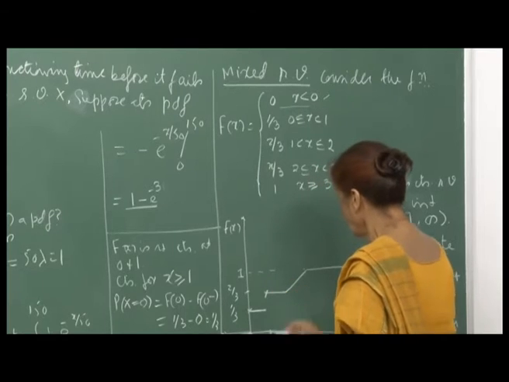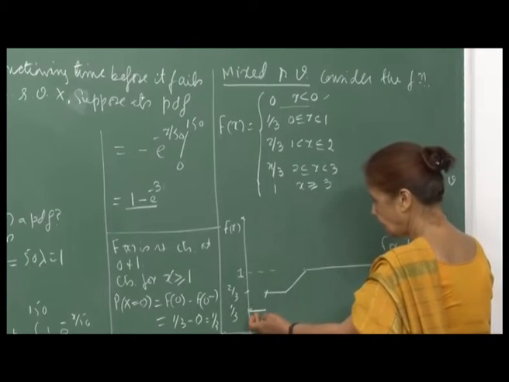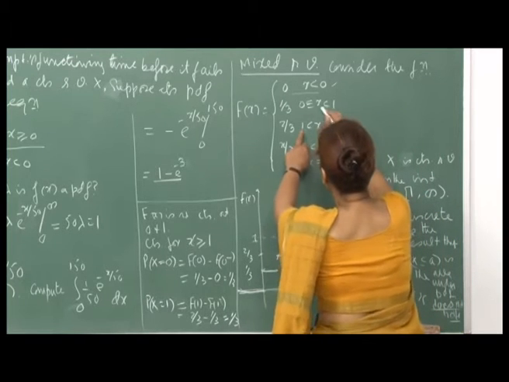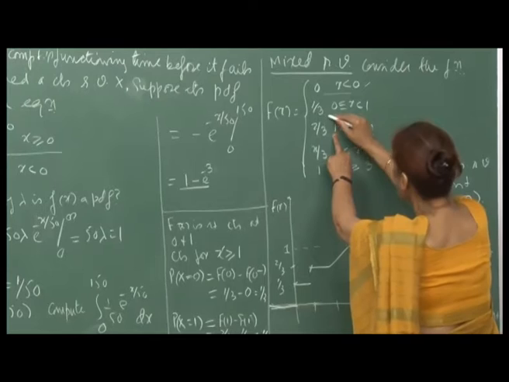So, therefore, at this point it is 1 by 3 and then it is like this, and here at 1. So, you see the right continuity part is satisfied. There is a jump here again at x equal to 1, because for x less than 1 it is 1 by 3.